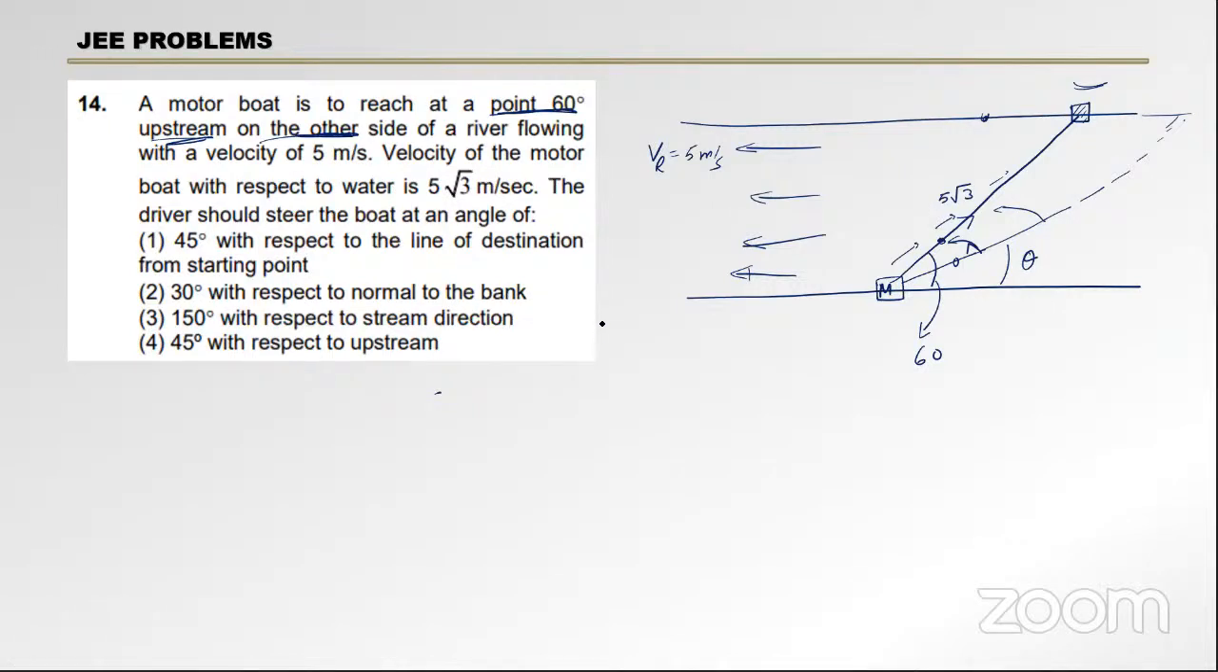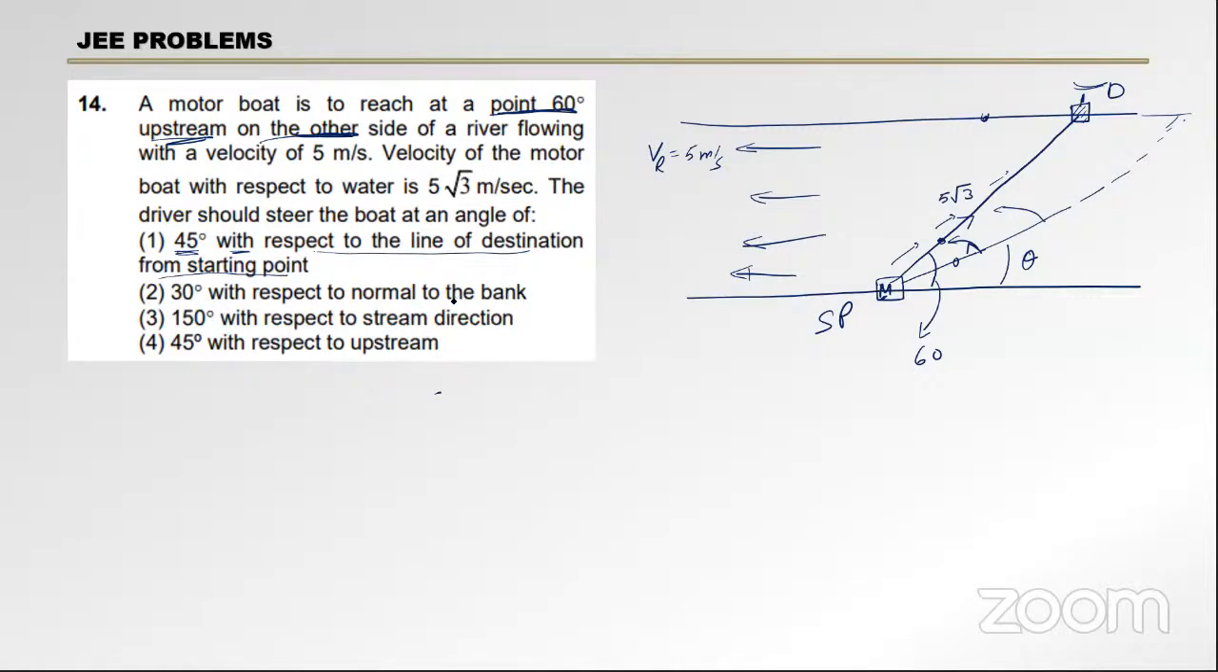Now let's come to the options. In this type of question, first of all you check the options. Check whether all options are senseless and only one option makes sense. The first option says 45° with respect to the line of destination from the starting point. That means this is the starting point, this is the destination, and this is the line joining them. With respect to this line it should be 45°. It is not telling whether it is left side or right side.